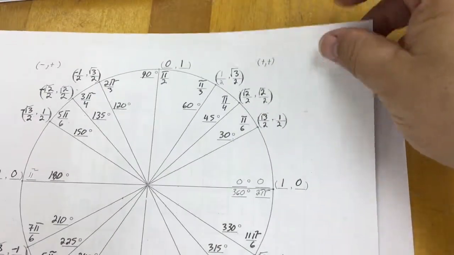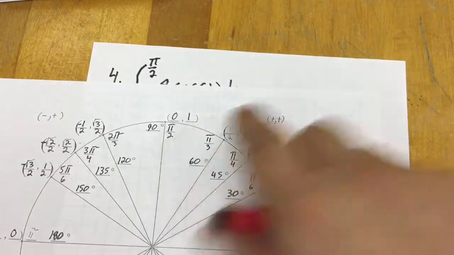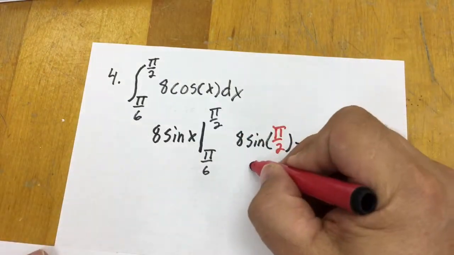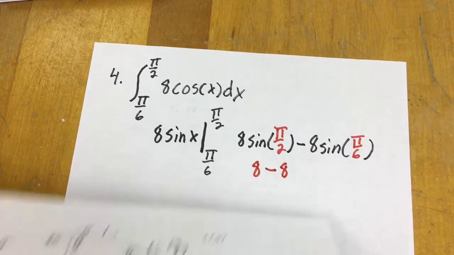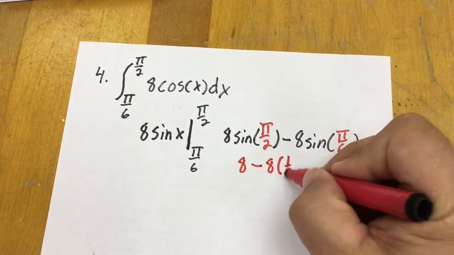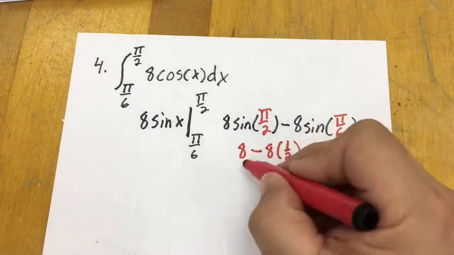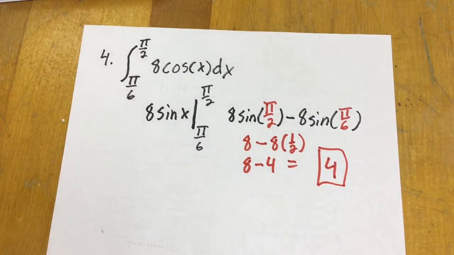You remember this thing. So I need to know what the value of sine of pi over 2 is. The sine of pi over 2 is 1. So 8 times 1 is just going to give me 8. Minus 8 times something over here. Pi over 6. Sine of pi over 6 is 1/2. So 8 times 1/2. And that's going to give me 8 minus 4. So 8 minus 4 equals 4. And that's my solution to that definite integral.